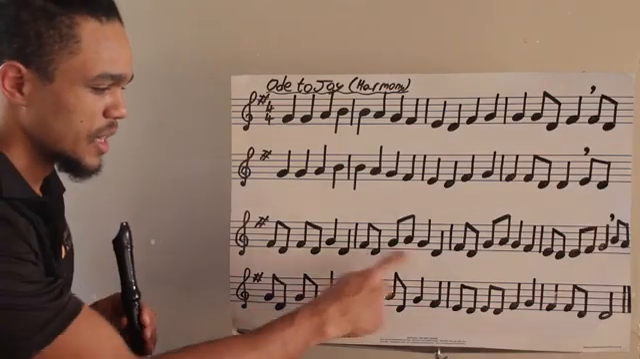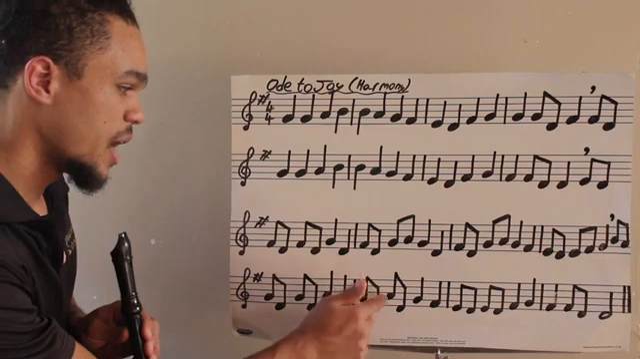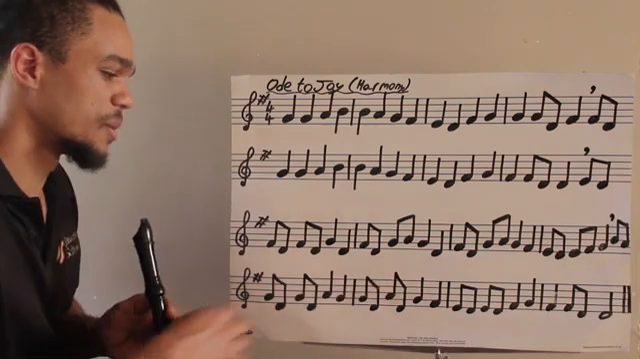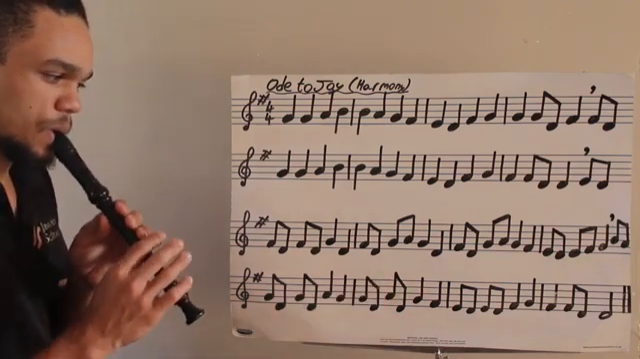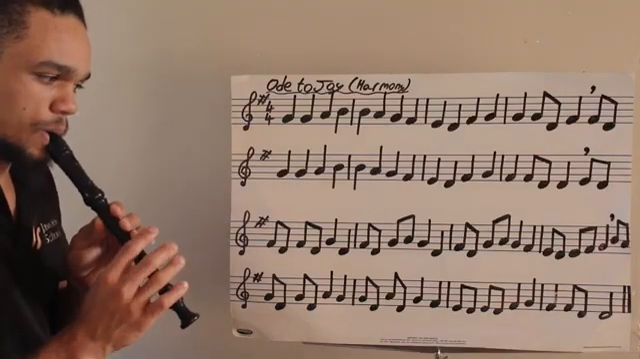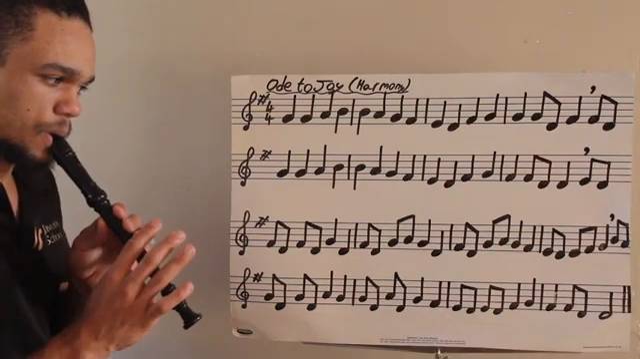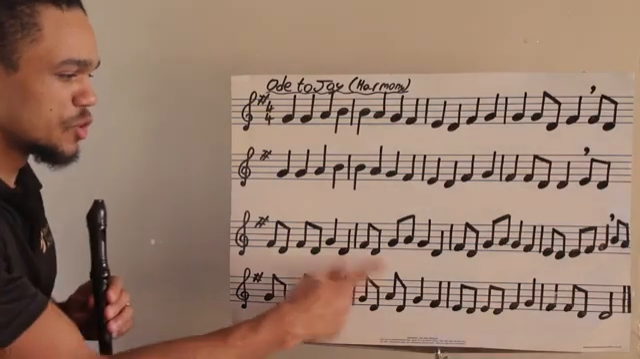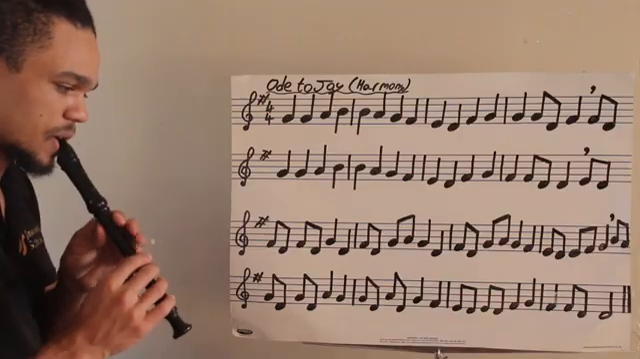Let's put this whole bar together from the G, D, A, D, G, F sharp. 3, go. Again. Let's put these two bars together. 3, go.